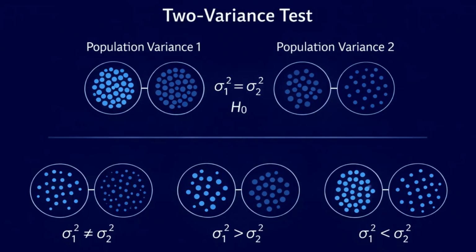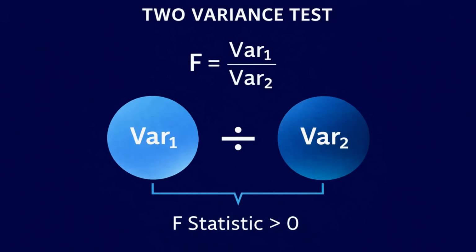The hypotheses for a two-variance test must be written about population variances. The null hypothesis states that the population variances are equal. The alternative hypothesis depends on the question. If you are checking for any difference, the alternative states that the variances are not equal. If you are checking whether one group is more variable, the alternative states that variance 1 is greater than variance 2. If you are checking whether one group is less variable, the alternative states that variance 1 is less than variance 2.